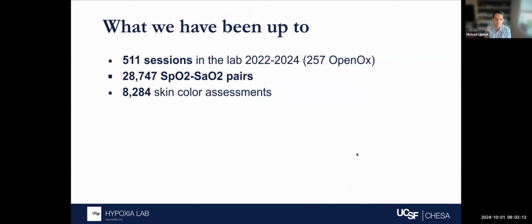This is going to be data from over 500 sessions. For OpenOx devices, the focus is more about 257 sessions. These are participants that have come to the hypoxia lab and undergone controlled desaturation studies, almost 30,000 data pairs in total. And for all of these participants, we've been doing multiple skin color characterization methods, and in total, almost 10,000 color assessments. The color and pigment assessments aren't going to be the focus of the discussion today. We will have another meeting to share some updates on results specific to skin pigment analysis.